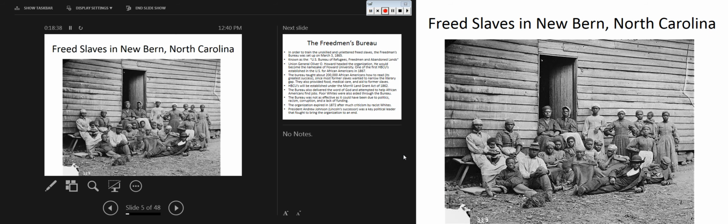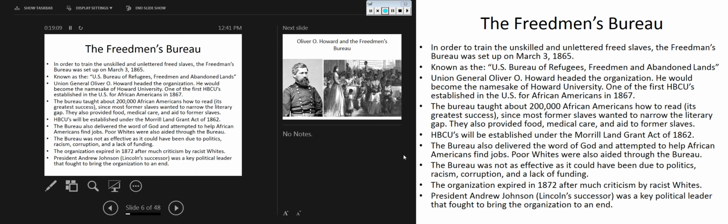Here we have freed slaves in New Bern, North Carolina, and what we're looking at behind them is a place where they would have likely attended school. And this primary document, this image, tells us a really incredible story about the Freedmen's Bureau. The Freedmen's Bureau was educating children, adults, and the elderly all in the same classroom. And the majority of the time, that classroom was typically in churches and other community centers throughout the South.